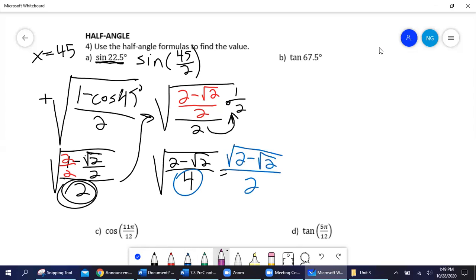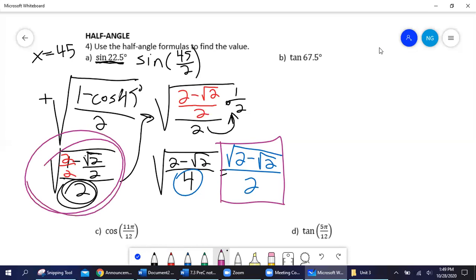That's a very funky looking answer. We're not used to seeing square roots inside of square roots, but that is a precise, exact answer to this. The algebra part of this, basically from here over, is where students will get tripped up on these.